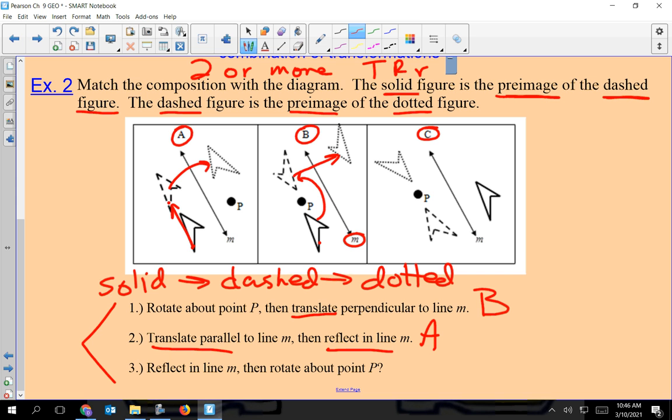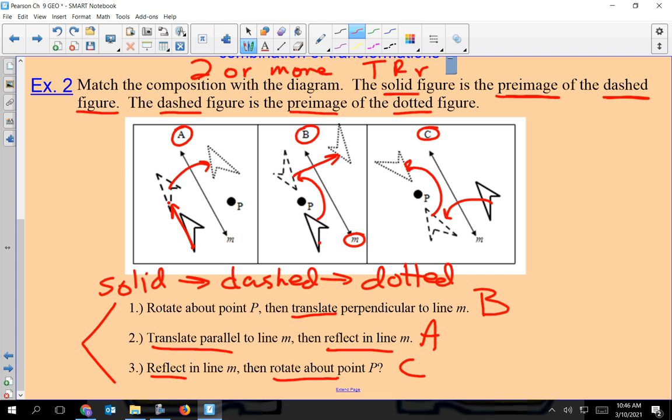Okay, so last one, it must be C, but let's just make sure. We're going to reflect it in line M, and then we're going to rotate it around P. So did I reflect this across M? Remember, I start with the solid. Okay, and then did I rotate it around P? And it looks like I did. Okay.